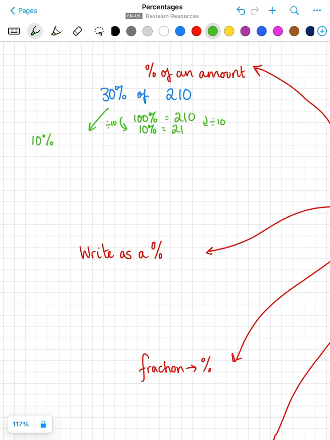We divide that by 10 to get 21. Then we're using 30%, so we're going to multiply that answer by 3 to get 63. So that's a really common method that people like to use, the 10% method.